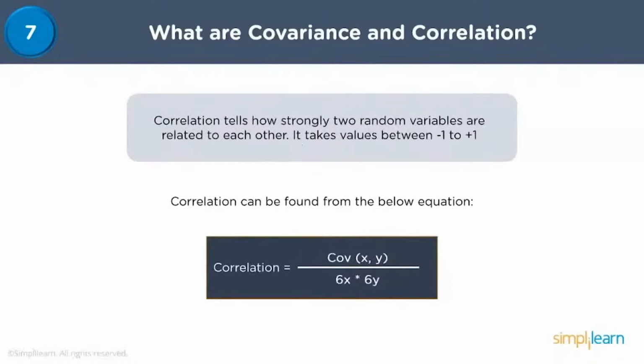Next, we have correlation. So correlation explains how much proportional change in the second variable results from a change in one variable. Correlation tells how strongly two random variables are related to each other. It takes values between -1 and +1. A negative correlation means they are inversely proportional to each other. A positive correlation means they are directly proportional to each other. If the correlation coefficient is 0, then there is no linear relationship between the variables. So here below you can see the formula to calculate the correlation.